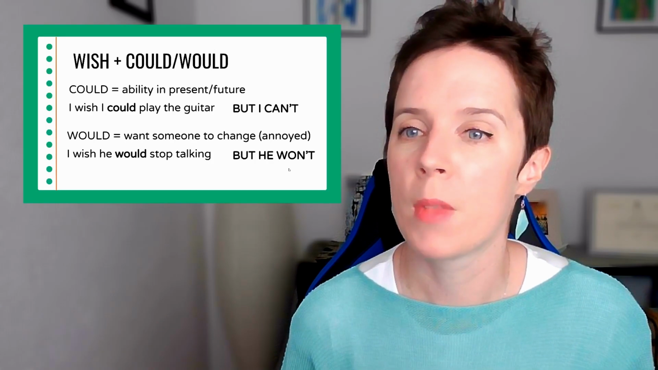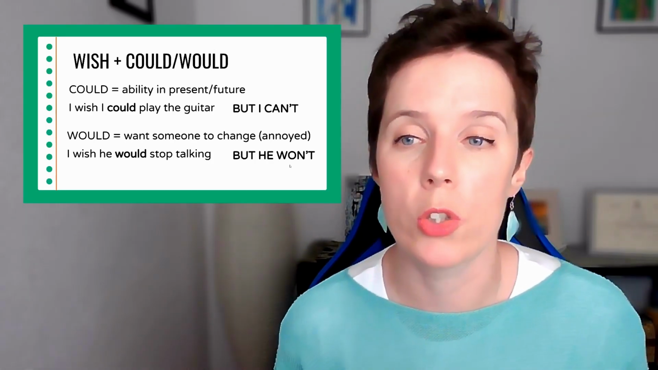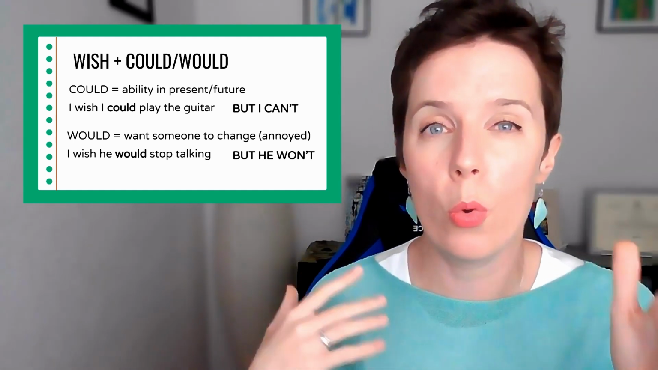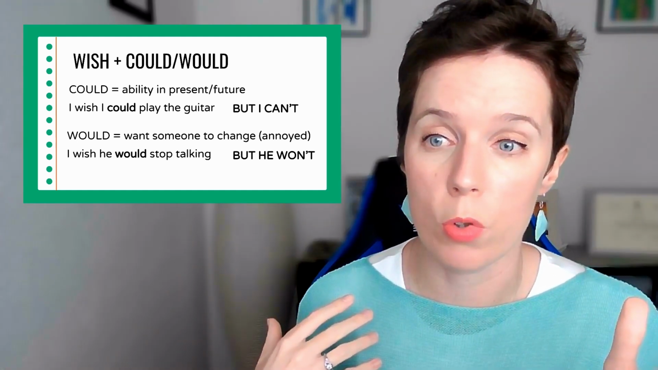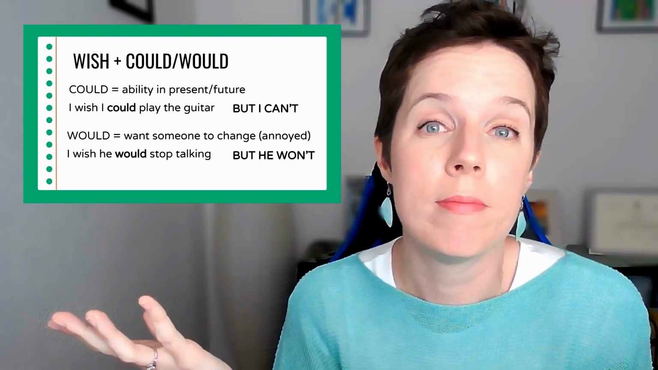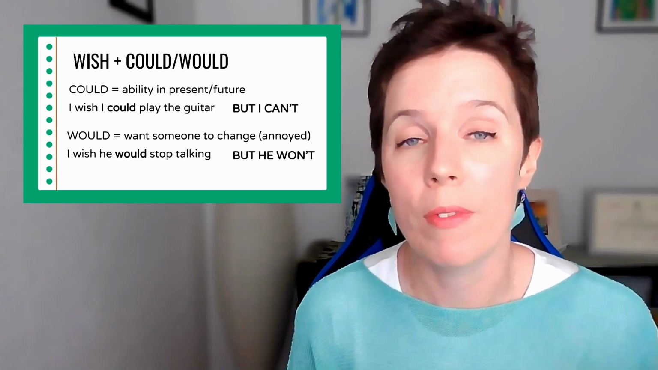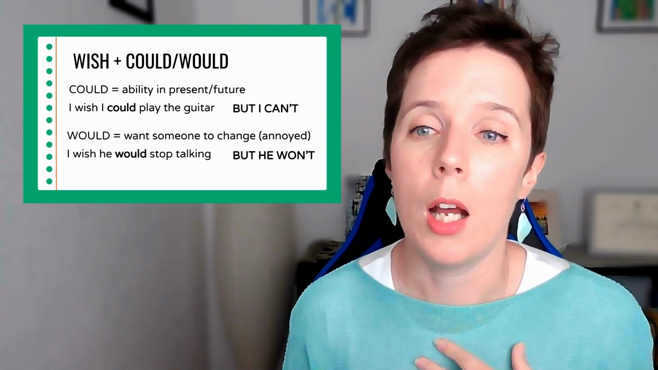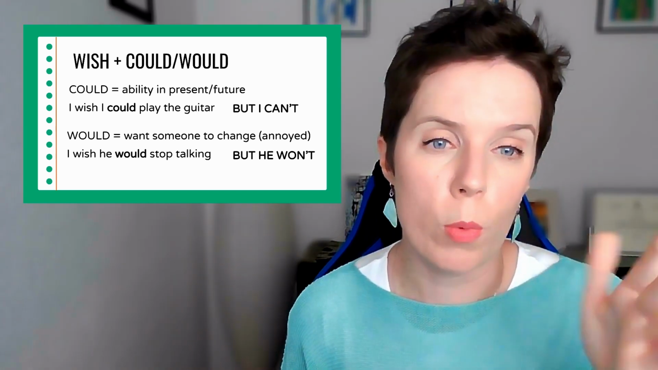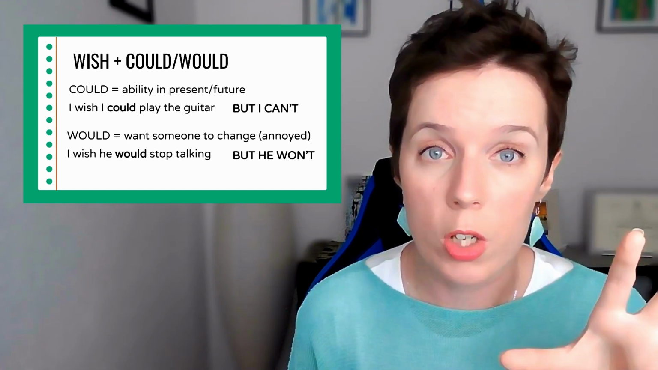All right. Okay, next up, wish with could or would. Okay, so could we use for an ability in the present or the future. Can also be the future as well. For example, I wish I could play guitar. I wish I could play guitar, but I can't. I don't have that ability. We could also use it for the future as well. If you're not sure whether it's the present or the future, just work it out from the context of the situation you're in. Okay.